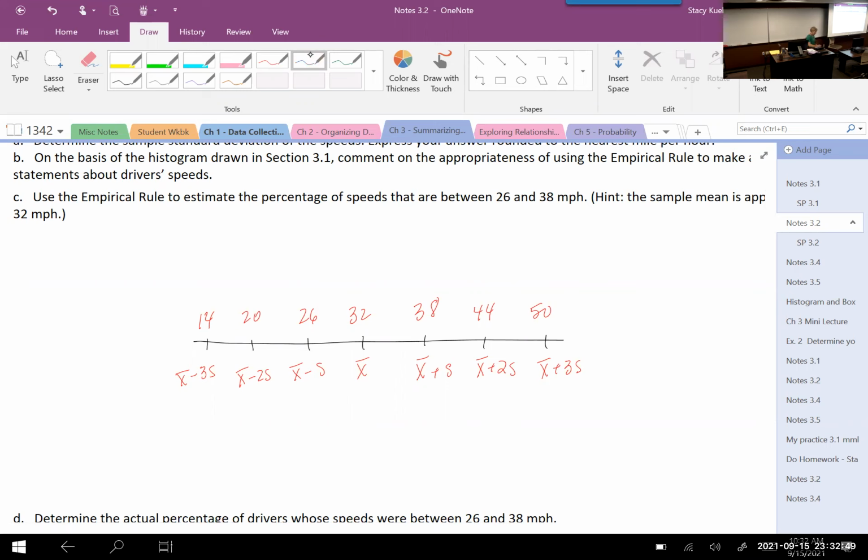Now I know that in the middle here, if the x-bar is the center, this value here is 34%. This value here would represent 13.5%, then 2.35%, and finally it's 0.15%. And those numbers are also on the other side as well.